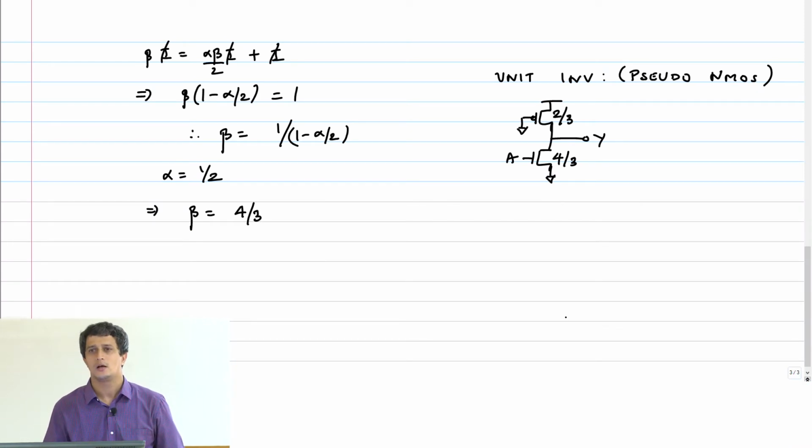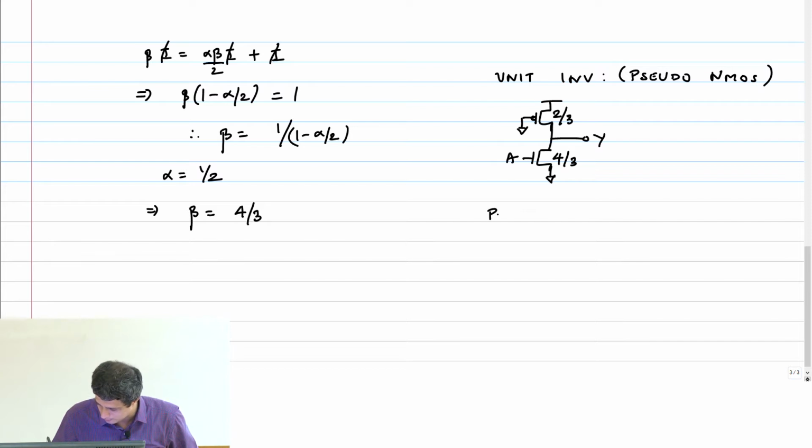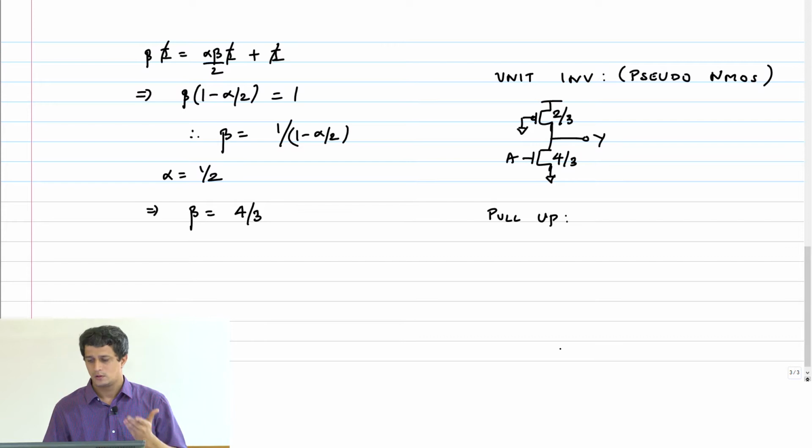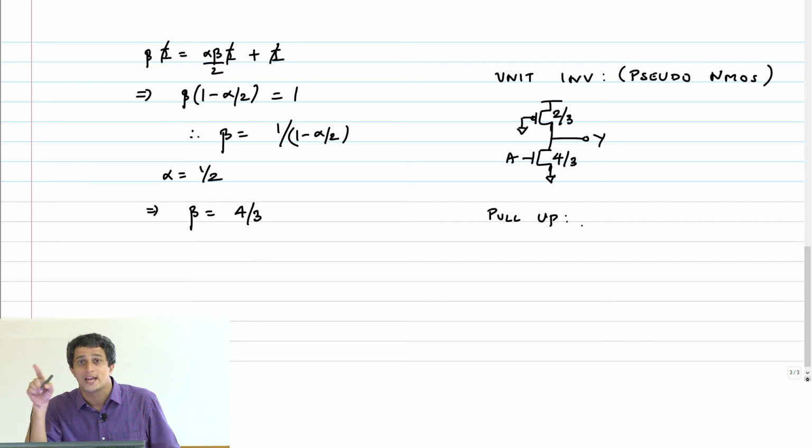I want to calculate the logical effort of this gate. So we'll first do the pull-up logical effort. Okay, so we'll do pull-up. The load capacitor is being charged up through a PMOS transistor of size 2/3. So I first need to construct my reference static CMOS inverter of same drive strength. Remember that, right?